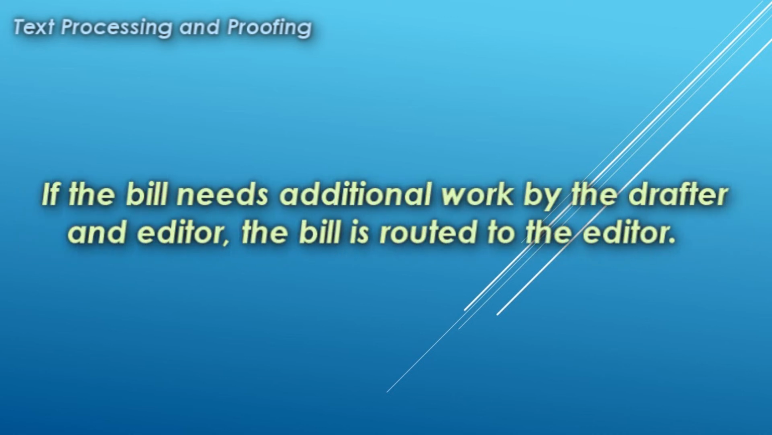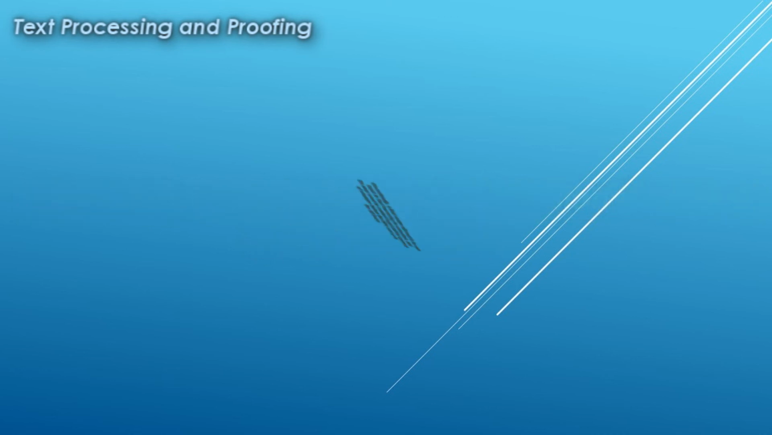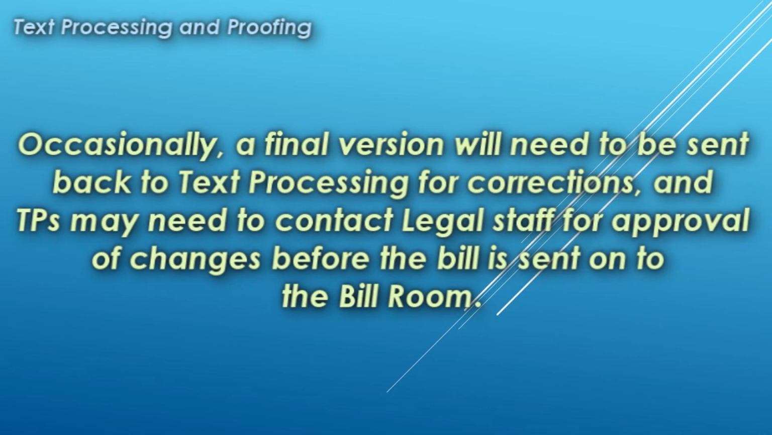If the bill needs additional work by the drafter and the editor, the bill is routed to the editor. If the bill is completed, the final version is routed to the bill room. Occasionally, a final version will need to be sent back to text processing for corrections, and TPs may need to contact legal staff for approval of changes before being sent on to the bill room.